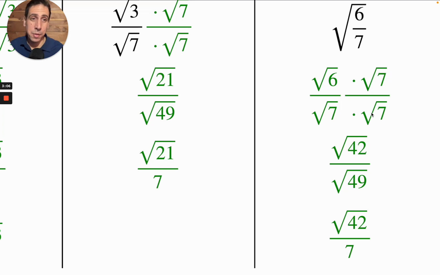But you can't just multiply the denominator. You also have to multiply the same thing in the numerator in order to not change the value. 6 times 7 is 42. So this is the square root of 42 over 7.